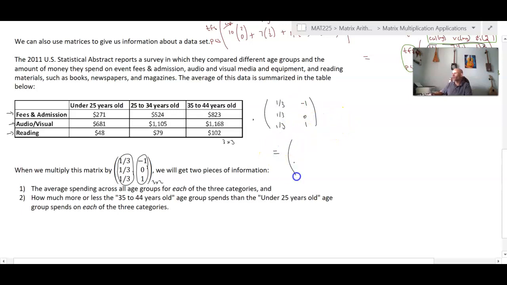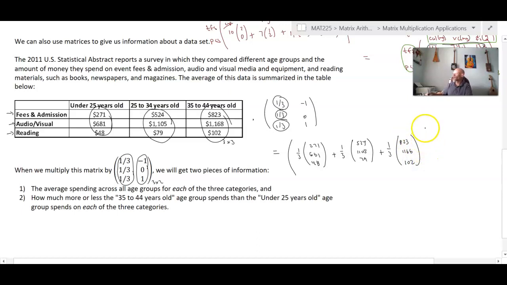And as we know, when we multiply, we're going to take 1/3 times the first column. So 1/3 times 271, 681, 48, plus 1/3 of the second column, 524, 1105, 79, plus 1/3 of the third column, 823, 1168, 102.